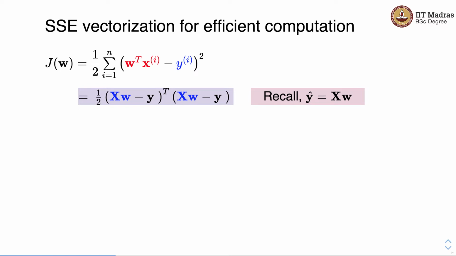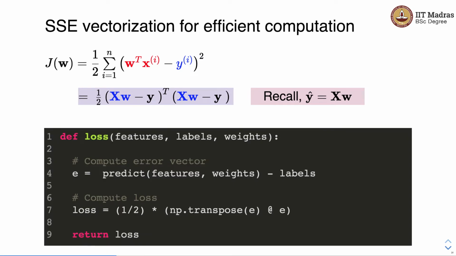So this particular quantity, you can perform the maths and check that this is indeed equivalent to this particular quantity. So what we'll do now, now that we have the vectorized implementation, is implement it in a Python function. So the loss takes three arguments: features, labels, and weights.